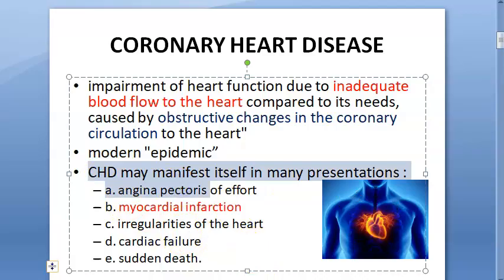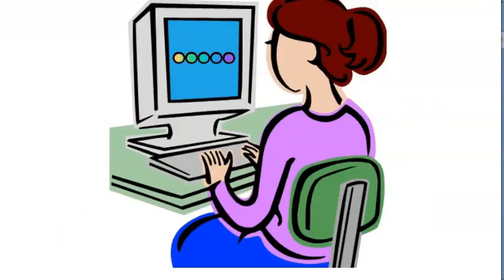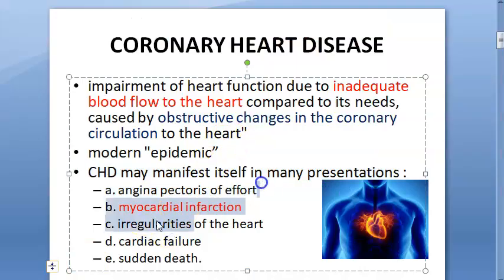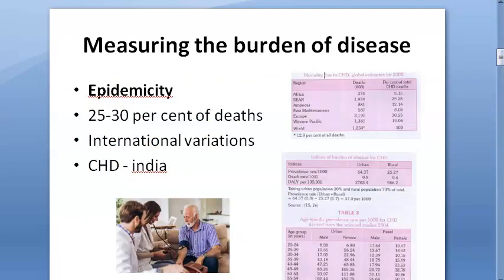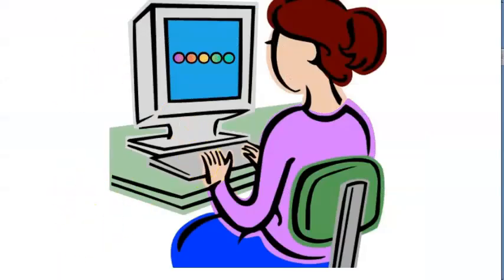How will coronary heart disease manifest itself? Mainly you can remember angina, right, discomfort, pain, etc. Basically myocardial infarction, irregularities of the heart, you can say some ECG changes, etc. Cardiac failure, sudden death. So mainly you remember what? Angina and myocardial infarction. Guys, there's a lot of information in the textbook on this, okay? So we will just go through a few things.